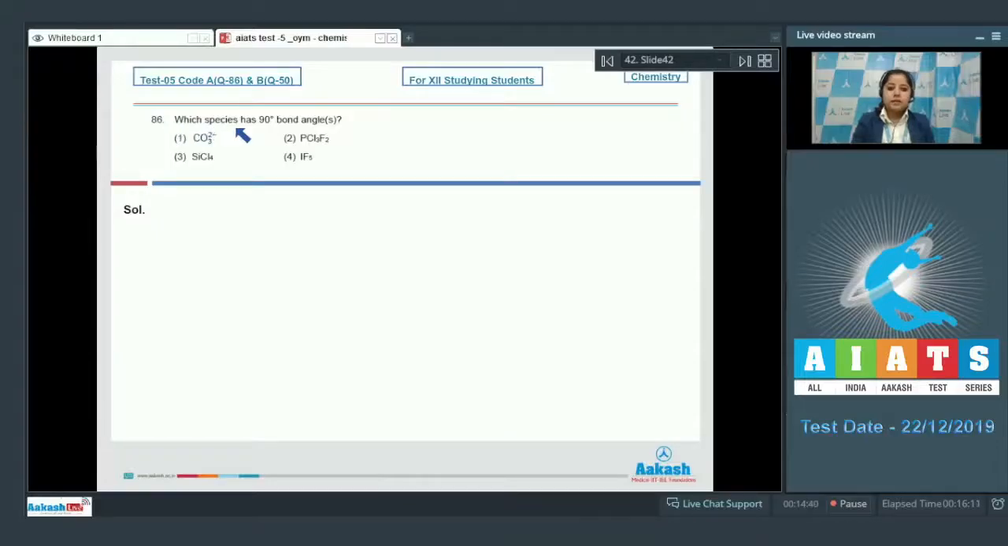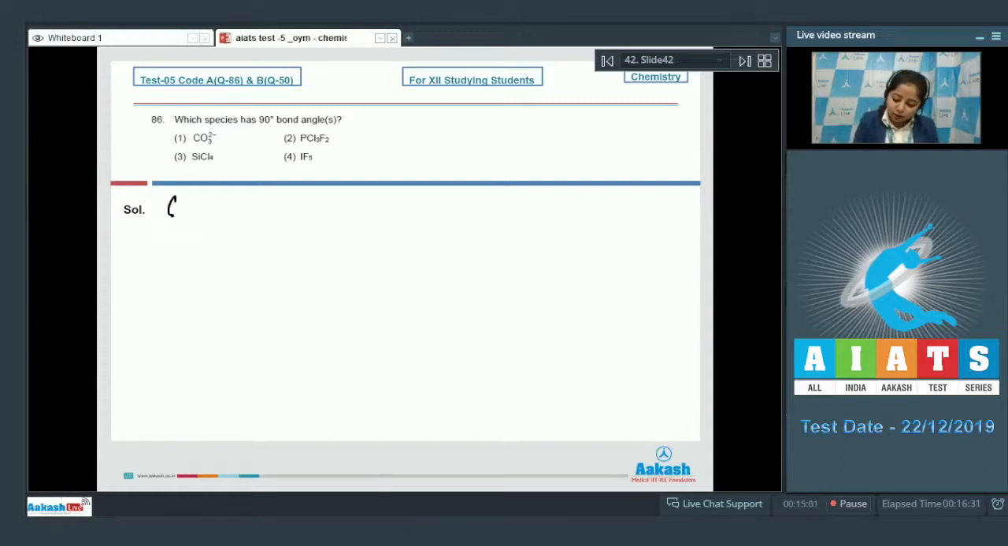Which species has 90-degree bond angles? The options are CO3 2-, next is PCl3F2, the next is SiCl4, and the last is IF5. So students, let's draw the structures of the given compounds, and then we'll be able to find out in which species there is a bond angle of 90 degree.